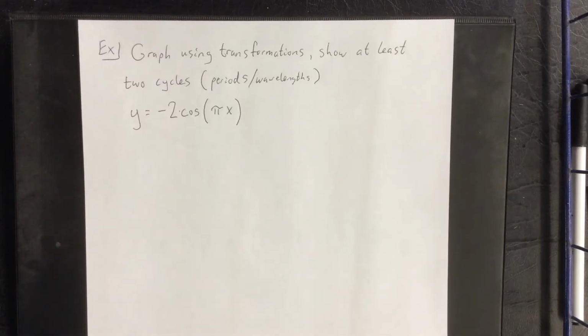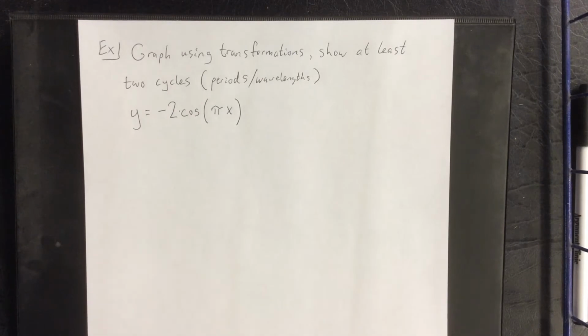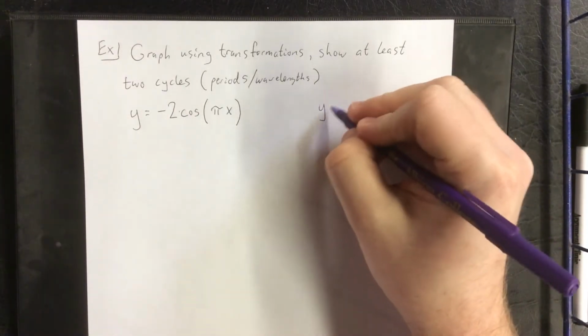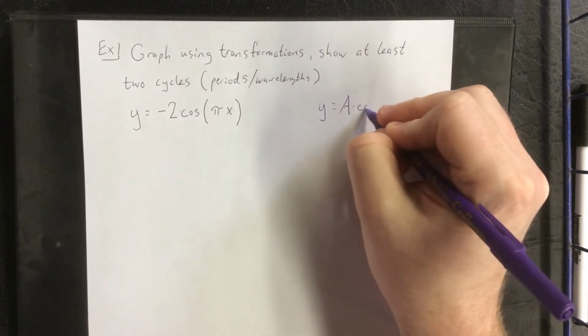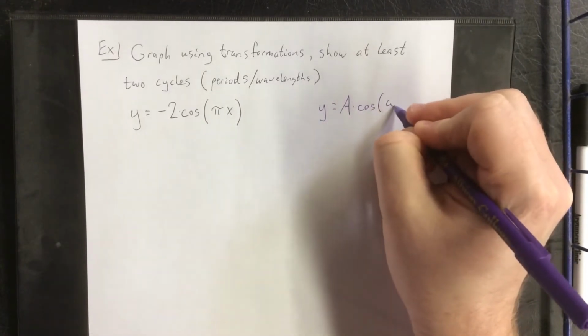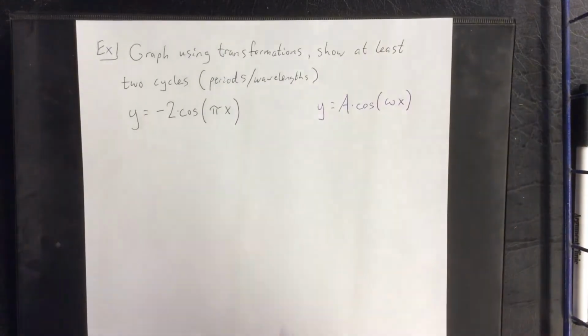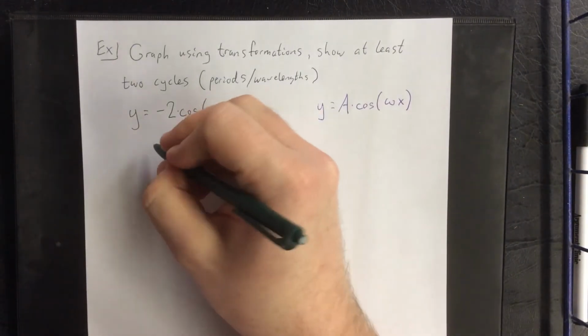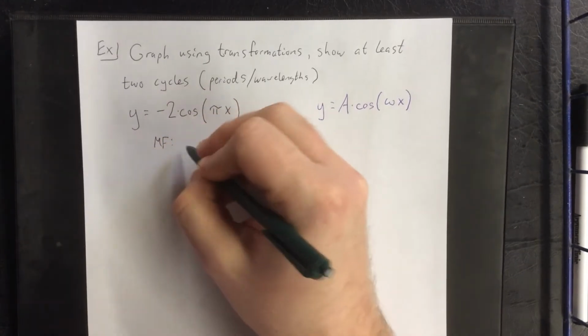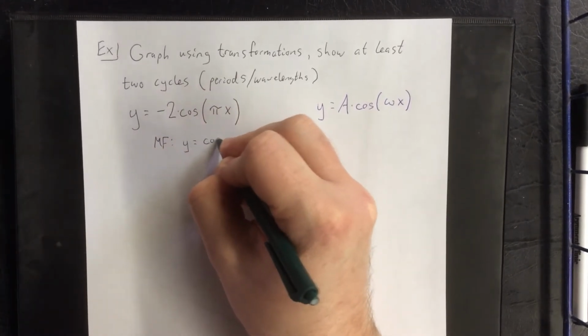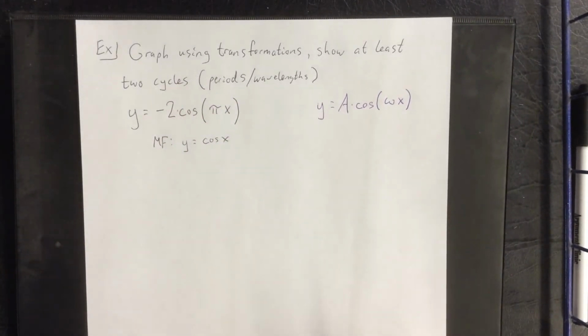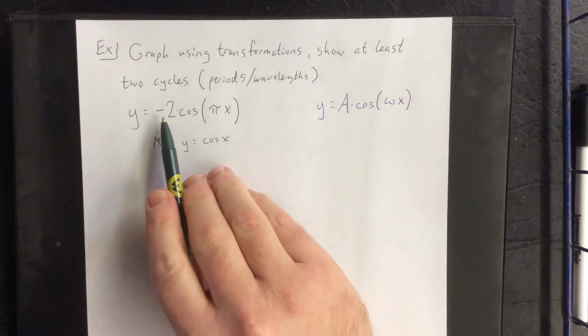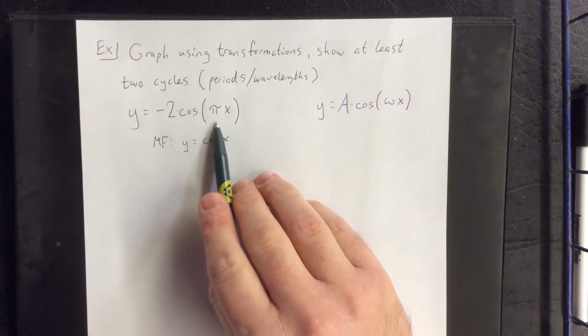So let's do another example of graphing using transformations for a sinusoidal curve. This time we're going to have y is equal to -2 times the cosine of pi x. You'll notice that this takes on the form y is equal to a times the cosine of omega x. This lets us know, first off, what our mother function is. The mother function is going to be y equals the cosine of x. Additionally, you will see an amplitude modulation as well as a frequency modulation for this.